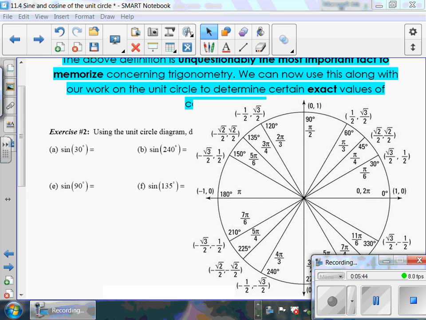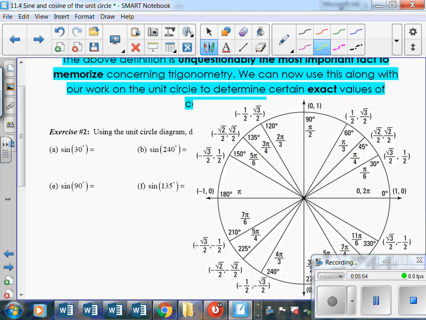Okay, so there we go. So using our diagram, I know this looks a little different than the one that we created together, but using this one, what's the sine of 30 degrees? So if we take a look right here, we can see that 30 degrees sits right over here, all right? 30 degrees, and we know the sine is going to be the y value, so it's 1/2.